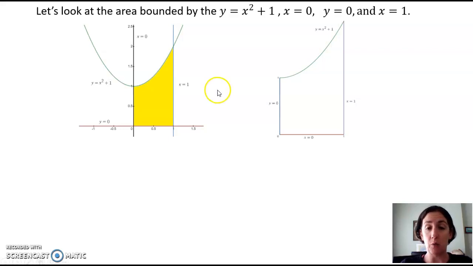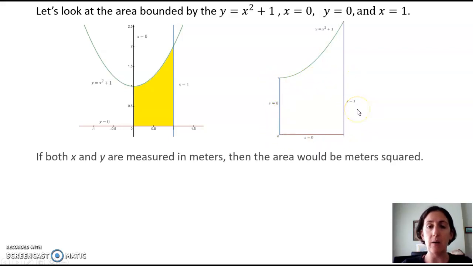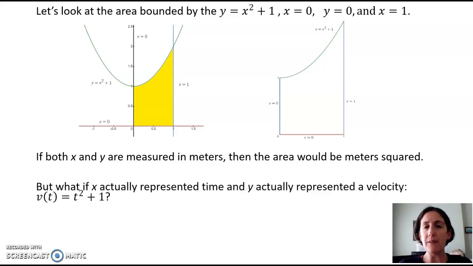If it was a rectangle and we were going to take the length times the width, then we would be taking the x units times the y units. Now, if x and y were both measured in meters, then the area would be meters squared. Those are terms we're used to when we're talking about area, like square feet and square inches. But what if x actually represented time and y actually represented velocity?